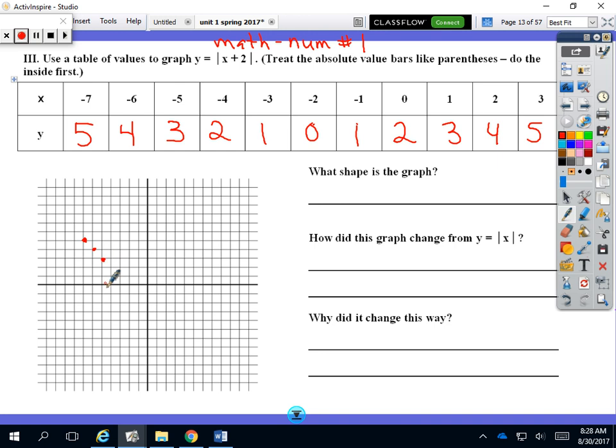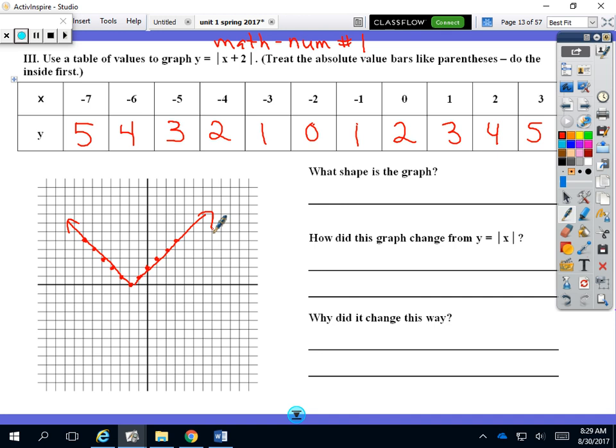-4, up 3, negative 4 up 2, negative 3 up 1, negative 2, 0. Now what? Negative 1, 1. Something's different about this graph. 0, 2, 1, 3, 4, and 5. So what changed about this graph? So again, I want you to pause the video. Think about what changed about this graph.